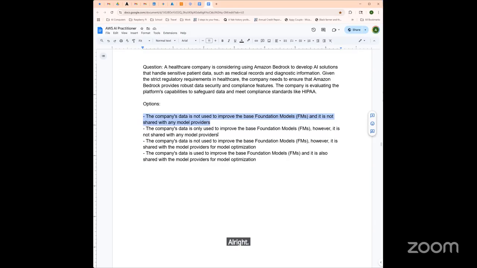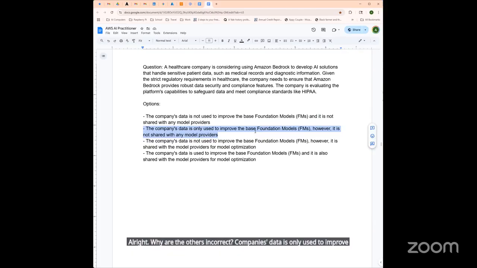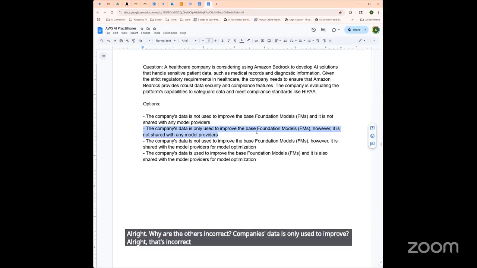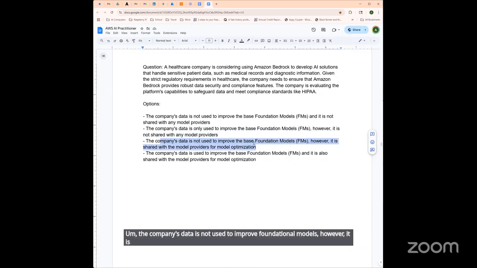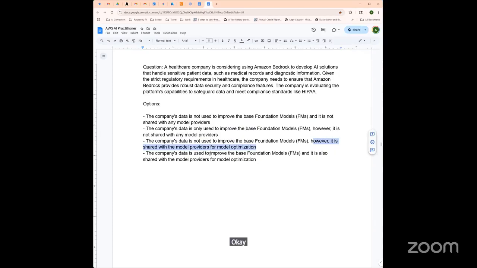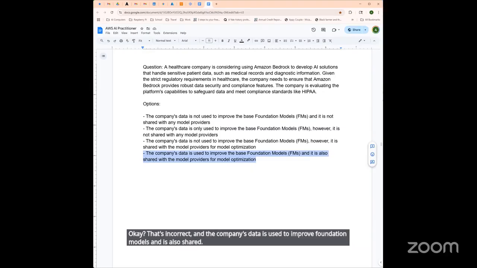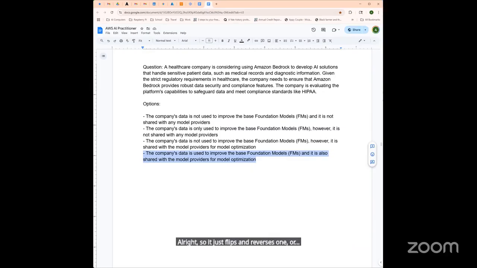Why are the others incorrect? Companies' data is only used to improve, that's incorrect, it's false. Companies' data is not used to improve foundation models, however, it is also shared with, that's incorrect. And the company's data is used to improve foundation models and is also shared, that's incorrect on both counts. So it just flips and reverses one or both parts.